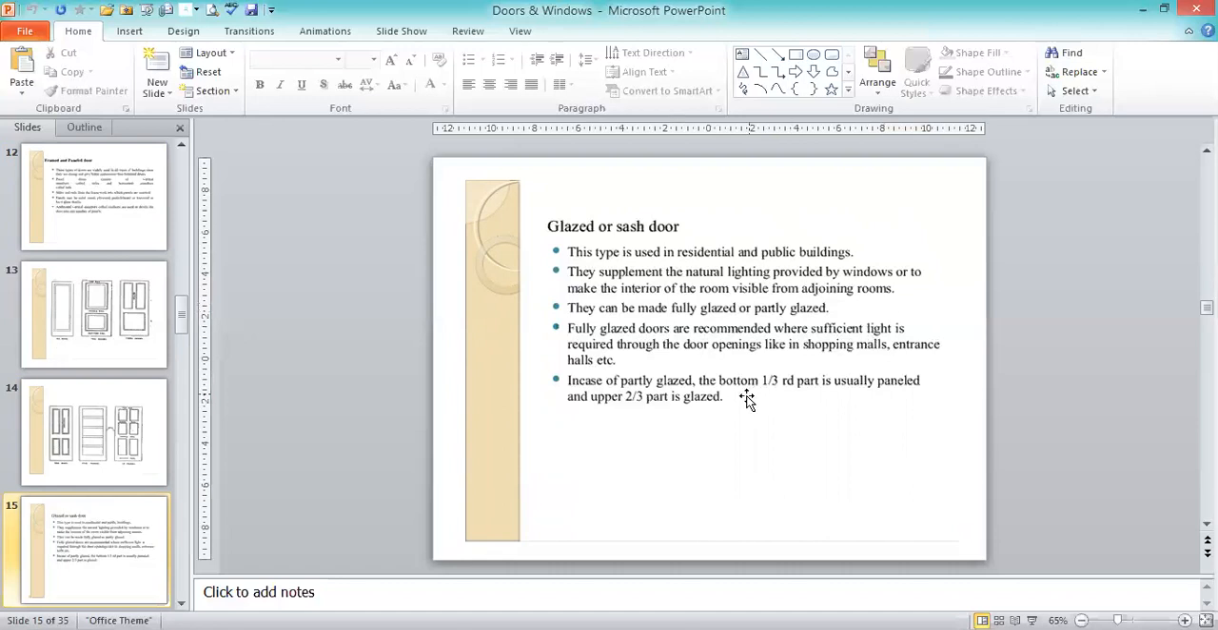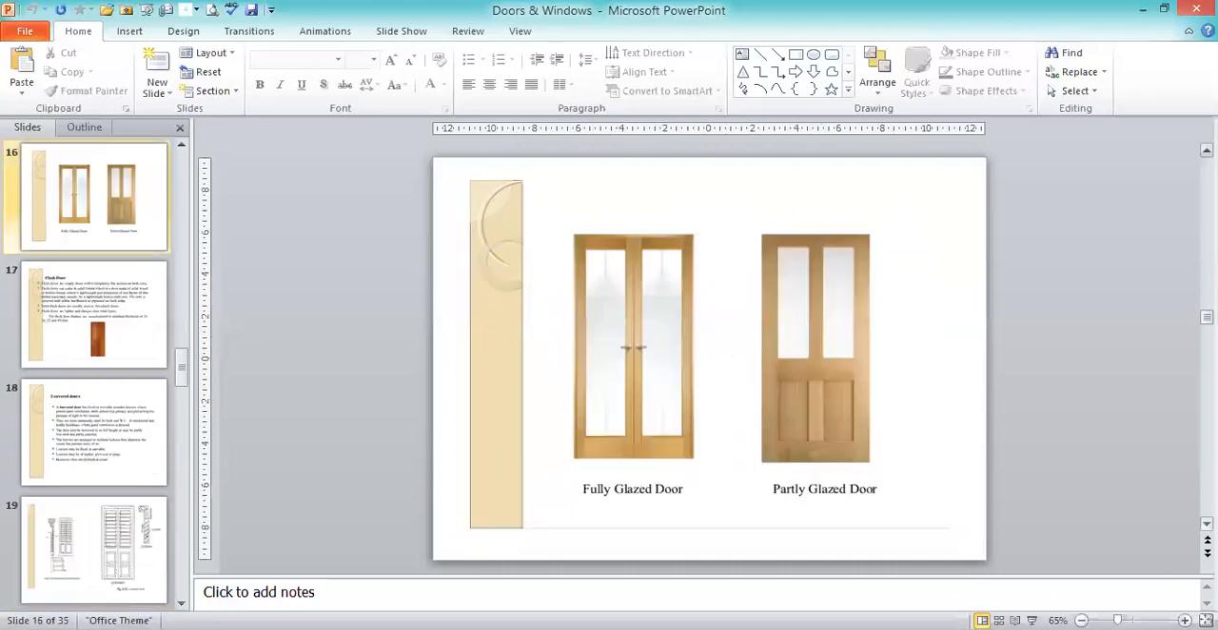From outside to inside and inside to outside, they can be made fully glazed or partly glazed. Fully glazed doors are recommended where sufficient light is required through the door openings, like in shopping malls and entrances. In this picture, one is called a fully glazed door, and another is called a partly glazed door. At the bottom, panels are provided, and at the top the panels are inserted with glass.